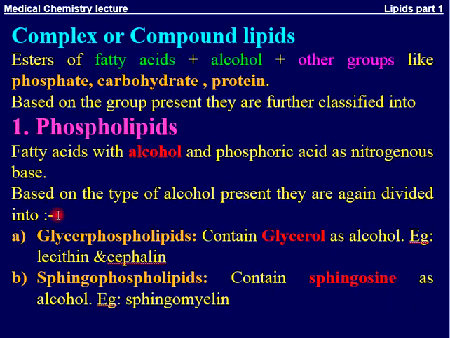The second class of lipids is complex or compound lipids, which are still esters of fatty acid plus alcohol, plus another group. So they differ from simple lipids, as we have other groups in addition to alcohol and fatty acid. The other group can be phosphate, carbohydrate or protein.